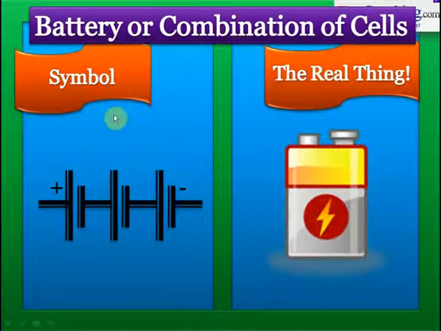In the symbol for a battery, you can see many long lines and short lines, next to each other. You can also see that plus is written only at the leftmost end of the battery and minus is written only at the rightmost end of the battery. So this is the symbol of a battery, which is simply the combination of cells.